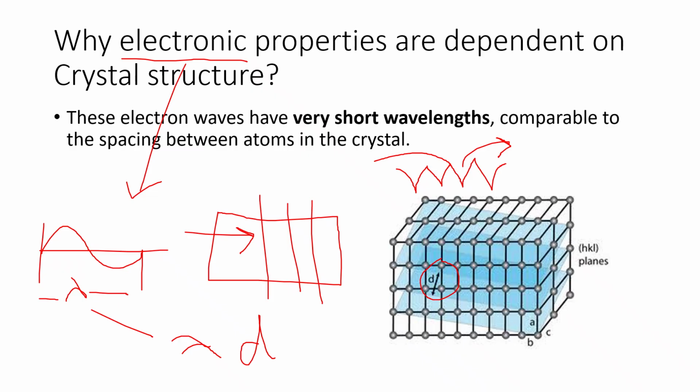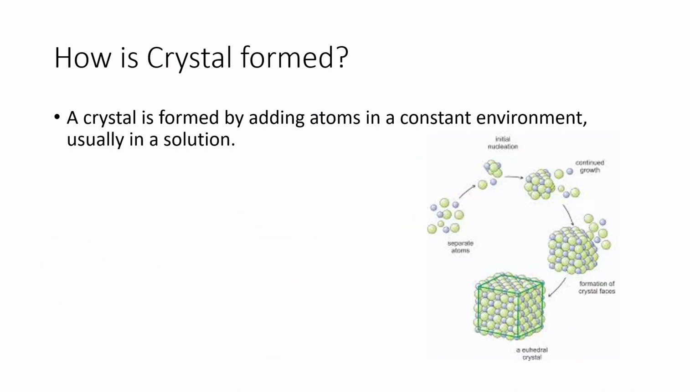And other things also influence the electronic properties, like if there are a lot of vacancies, a lot of defects in the crystal. These things are fairly intuitive, and it will be covered in the later part of this lecture series. So how is a crystal formed?